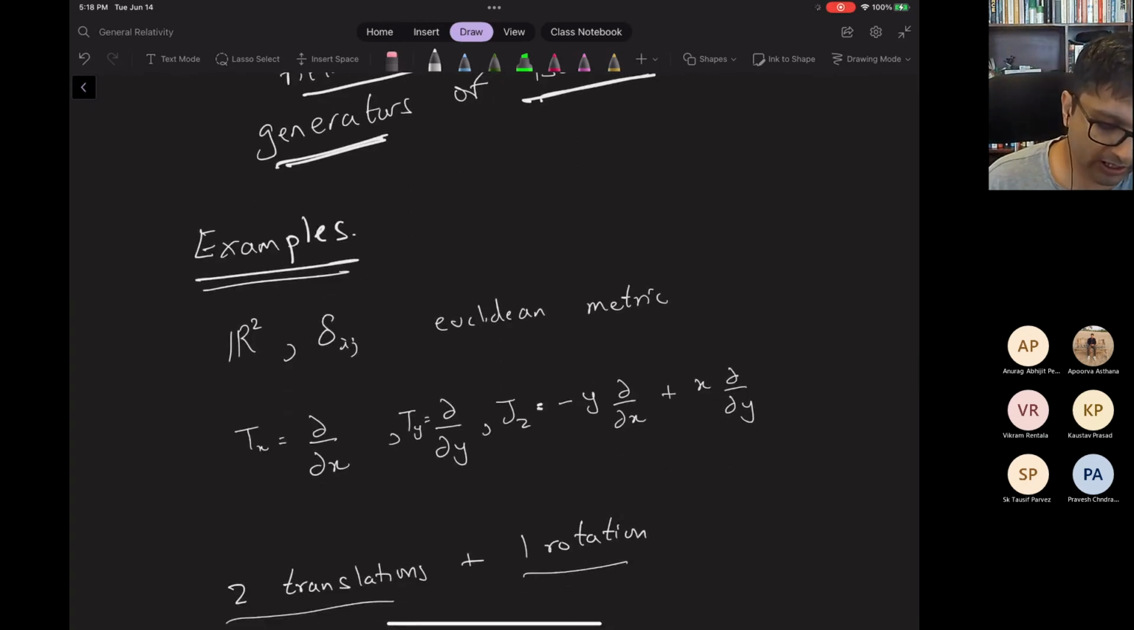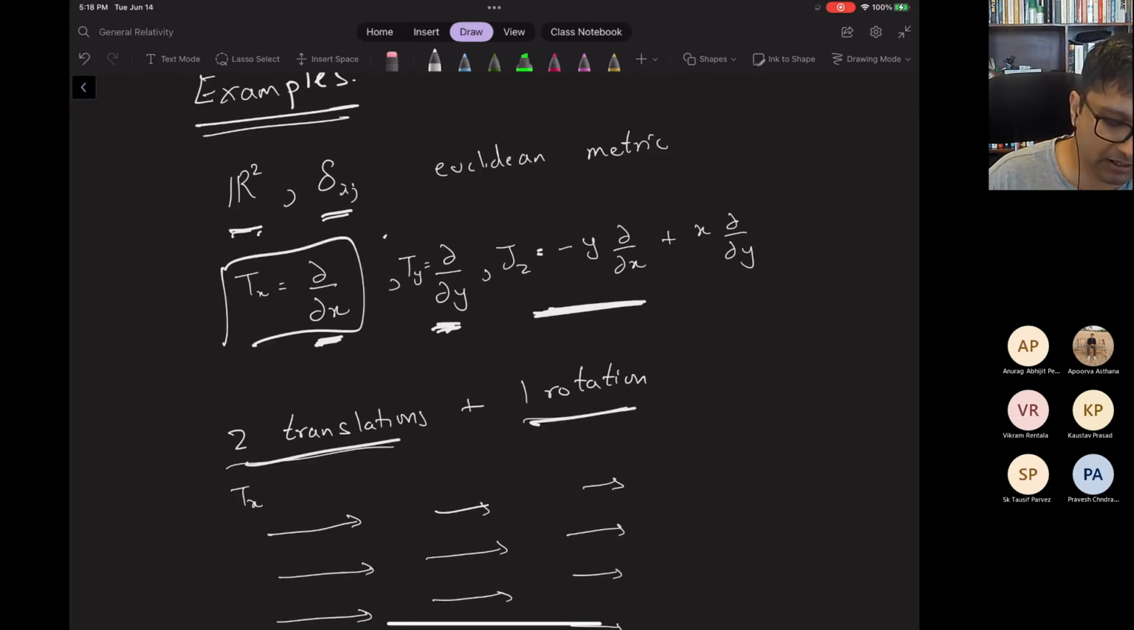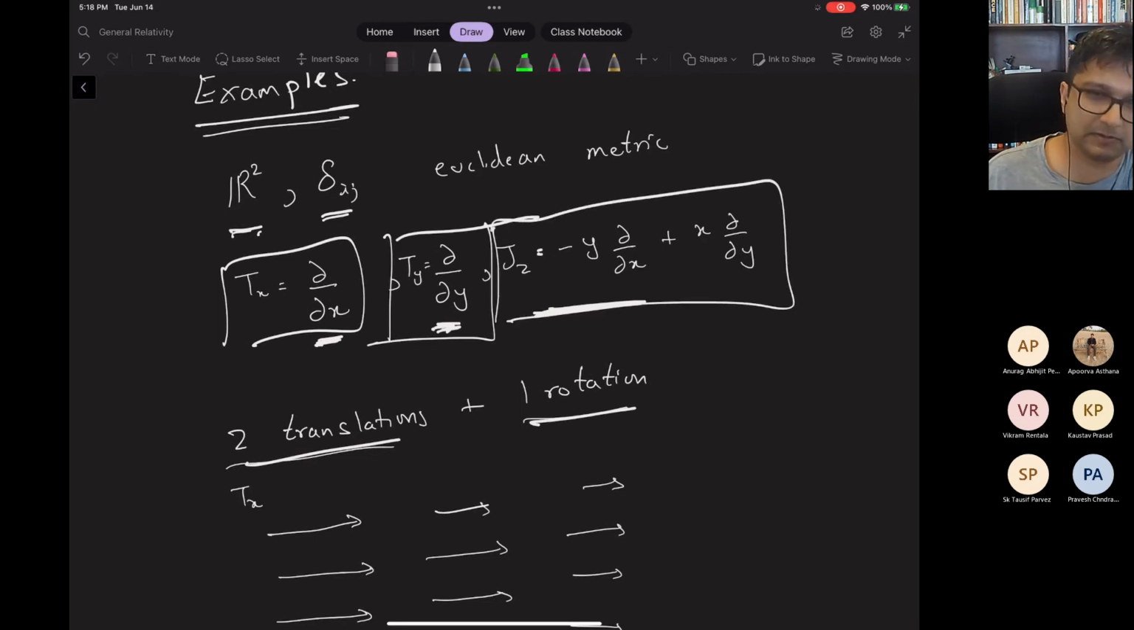In R2 with the Euclidean metric, there are three Killing vector fields. One is the generator of translations in the x direction, one is the generator of translations in the y direction, and one is the generator of rotations. So there are two translations and one rotation. These are vector fields, but you can think of them as generating diffeomorphisms by taking large transformations.